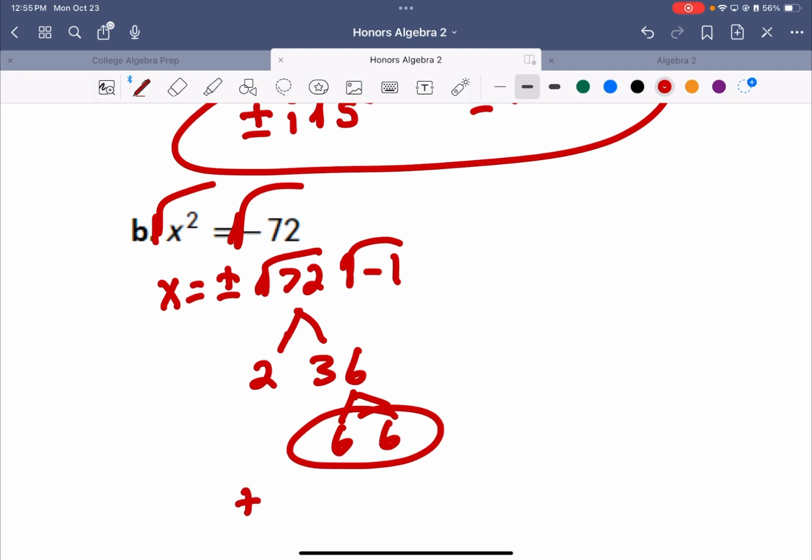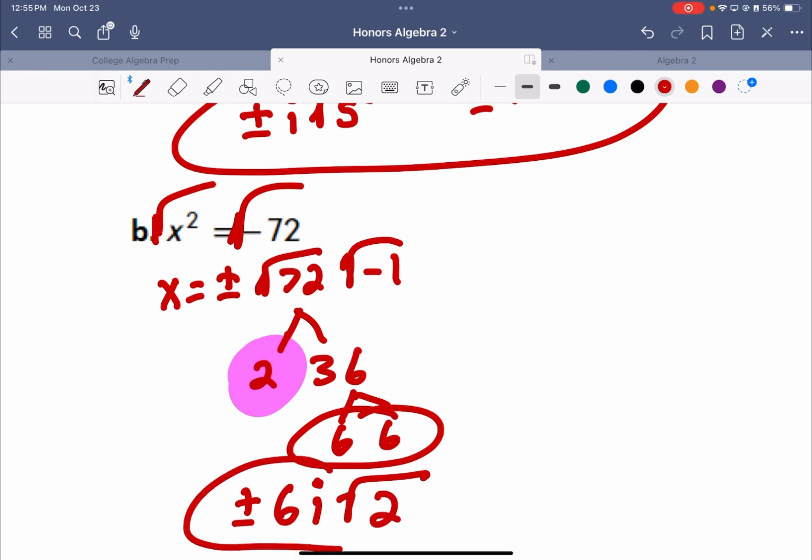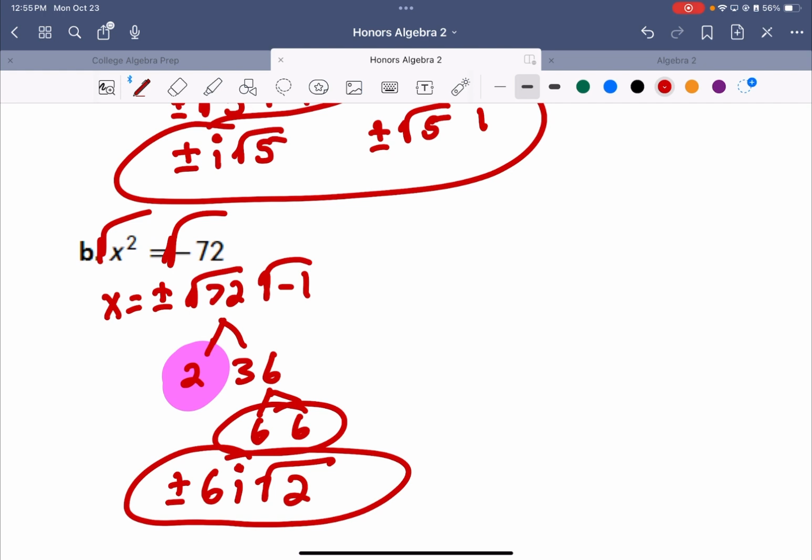So remember, when you're breaking that down, if it has a partner, it comes out of the radical. So that gives us plus or minus 6. The square root of -1 is i, so I'm going to put the i right there. The 2 doesn't have a partner, so the 2 has to stay underneath. So our solution to this is x equals plus or minus 6i radical 2. And that's your solution for your x values. Again, making sure you don't forget that plus or minus part. It is missed a lot.